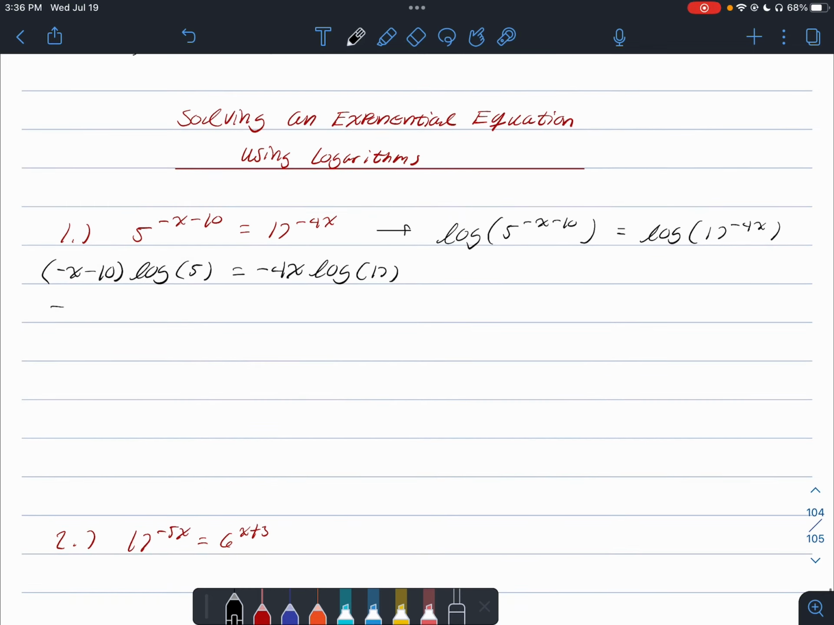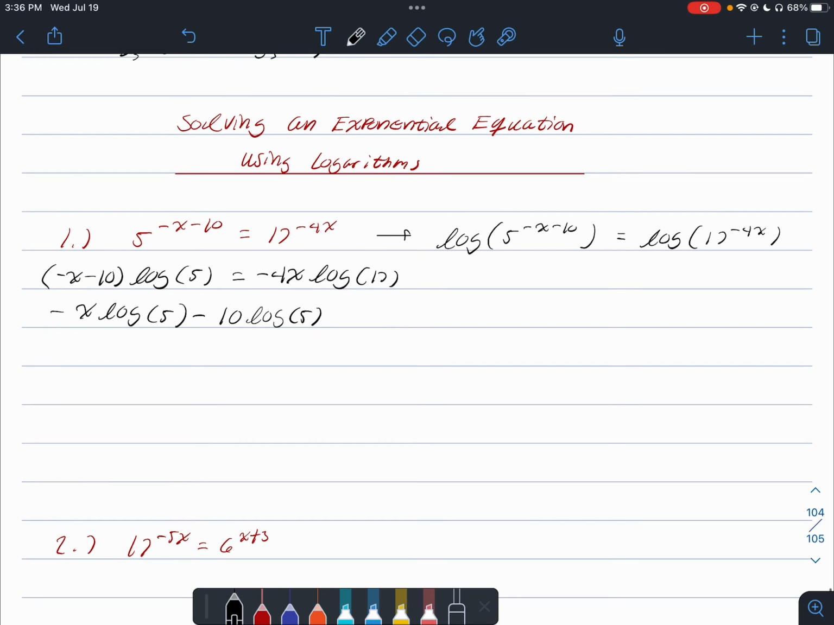So let's go ahead and distribute this log 5 over here. So we'll have negative x times log 5 minus 10 log 5, and that'll be equal to negative 4x log 17.